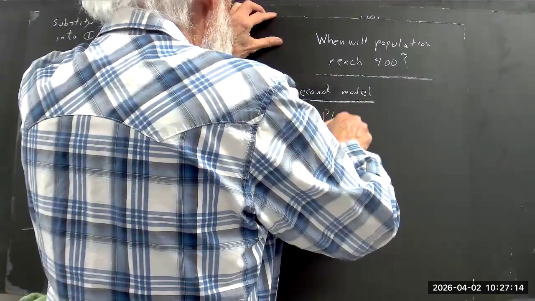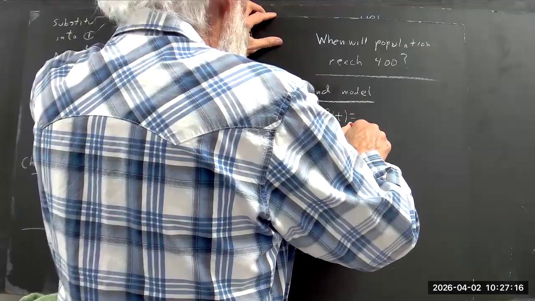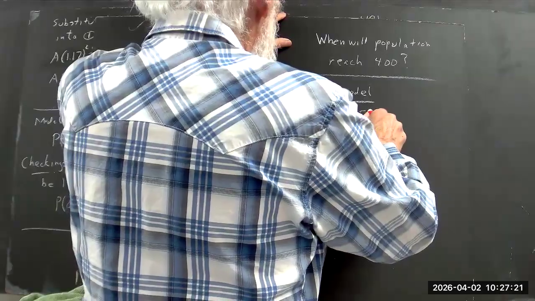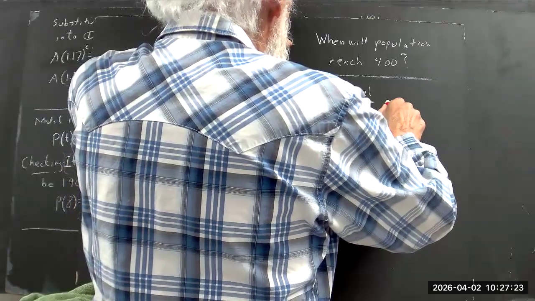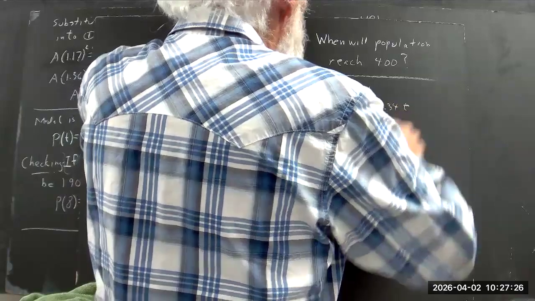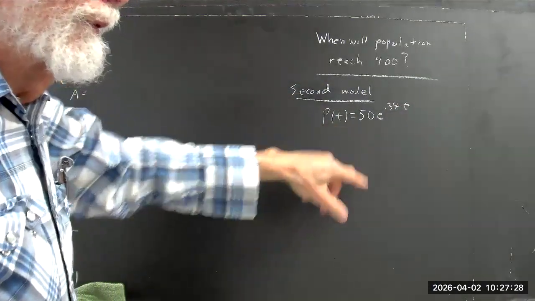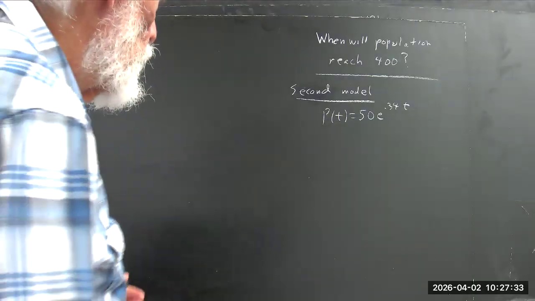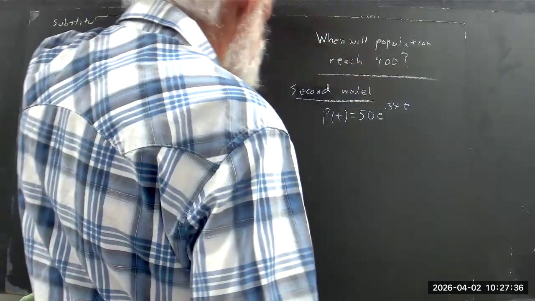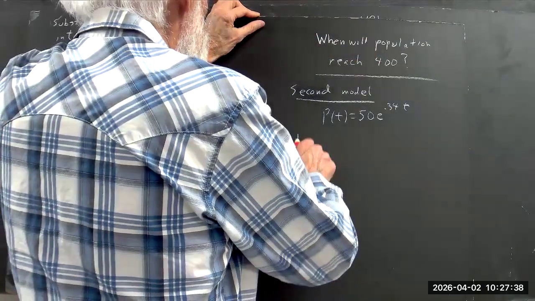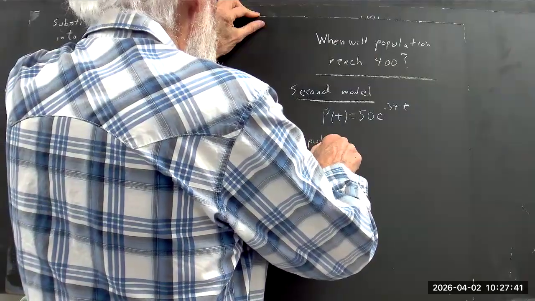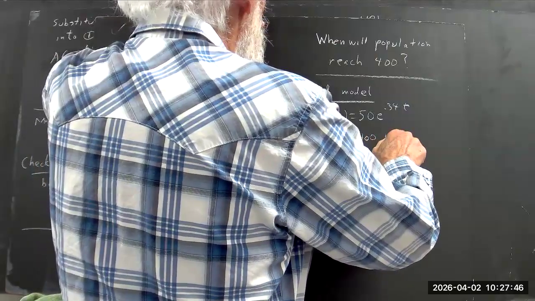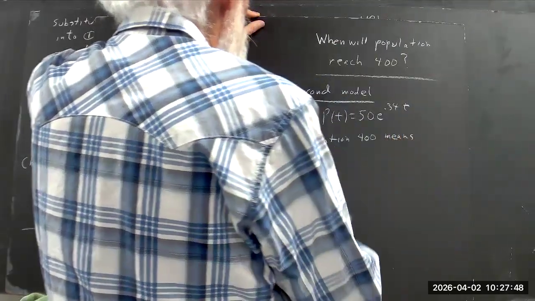It was P of t equals 50 e to the 0.34 t. Better or worse, that's the model. We want to know when the population reaches 400. Well, what does that mean?